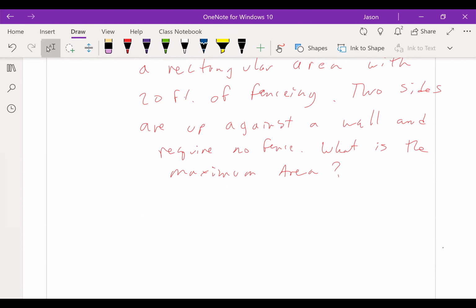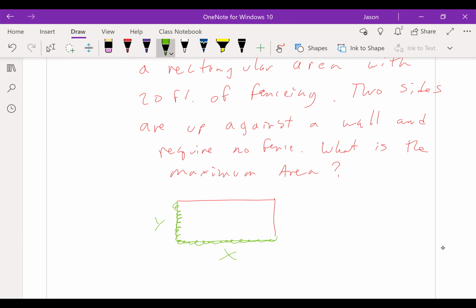So we have these walls, and then we have these fences here. Maybe it's a barbed wire fence. Just make it barbed wire. Keep those crazy people in. So we have 20 feet of fencing, right? So we'll say that this is X and this is Y.